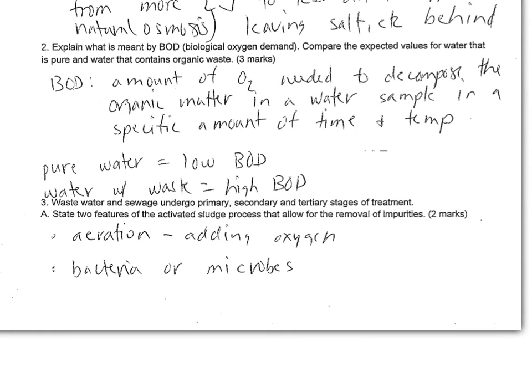Wastewater and sewage undergo primary, secondary, and tertiary stages. One of these stages includes the idea of activated sludge, and 2 features or characteristics that allow for removal of impurities. This removes primarily organic material, so aeration, adding oxygen to be used in the breakdown, decomposition, and then bacteria or microbes to actually carry out the decomposition.